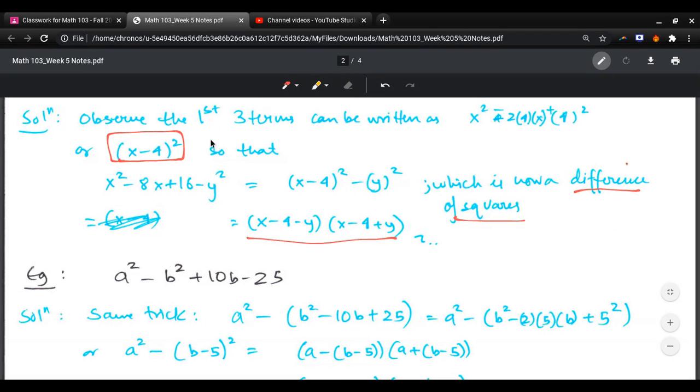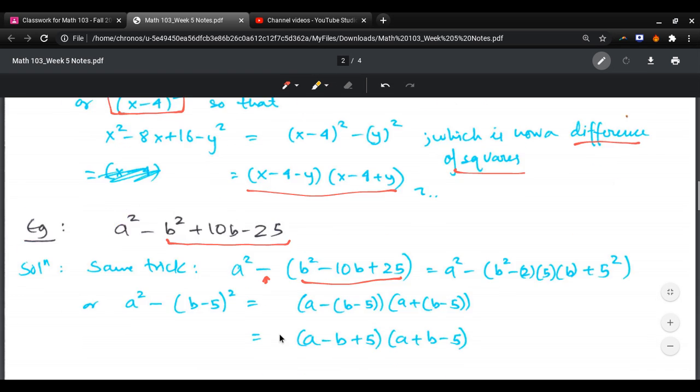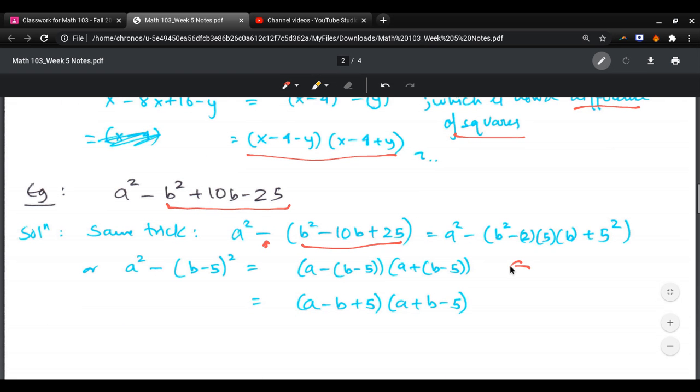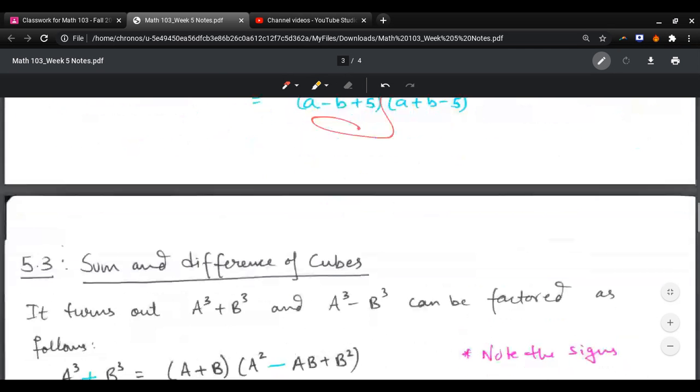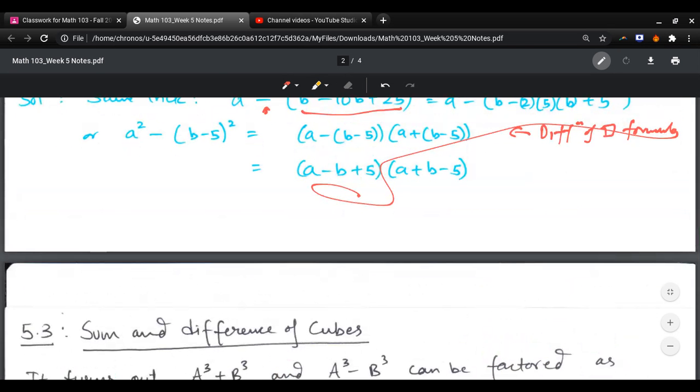Next example, we use the same trick, but this time we observe that all the b terms are towards the end. So we isolate them by inserting a negative in front and getting a b squared minus 10b plus 25, which becomes b minus 5 squared. And at this point, we are using the difference of squares formula. And we end up with a minus b plus 5 and a plus b minus 5. The next video will talk about sums and differences of cubes.